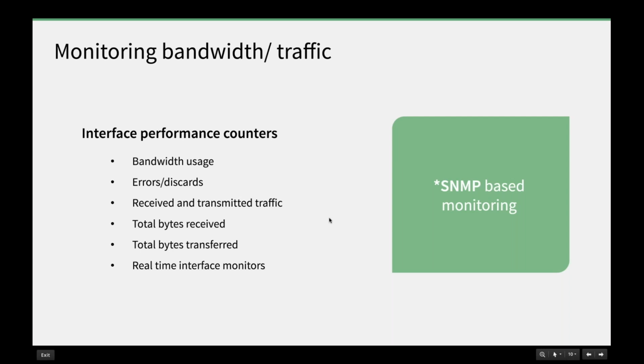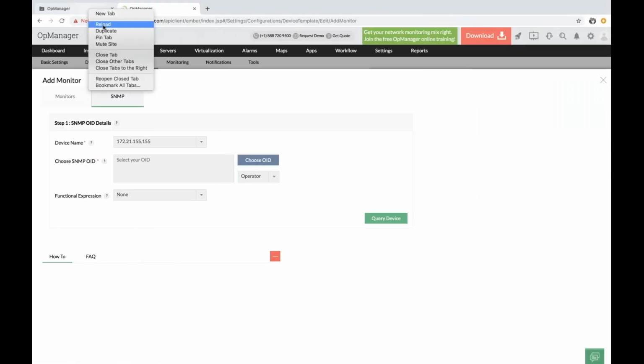But with this basic SNMP information, we still monitor the bandwidth usage, errors, discards, received and transmitted traffic, total bytes received, total bytes transferred, and real-time interface monitors. Let me quickly jump to the product and show you.